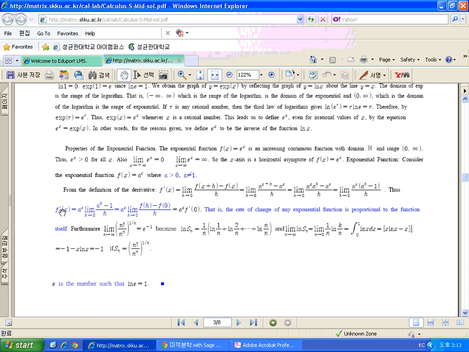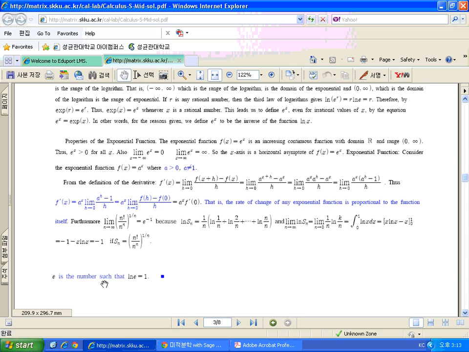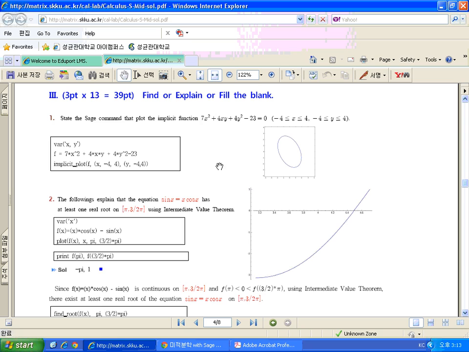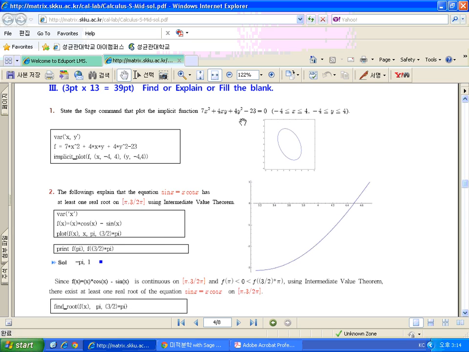And also, if you found that the derivative of e to the x is equal to e to the x, which means the rate of change of any exponential function is proportional to the function itself, that cost 1 point. And also, e is the number such that ln of e is equal to 1. That also counted as 1 point. So actually it's a 3-point problem. And others are, yeah, how do you draw the graph of such a function, ellipse.